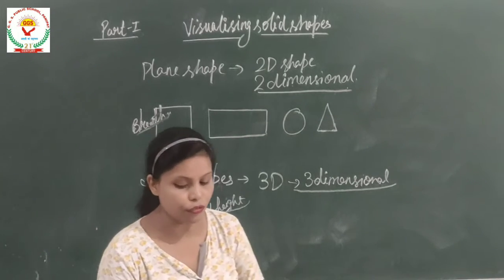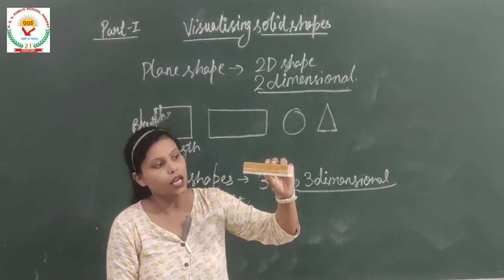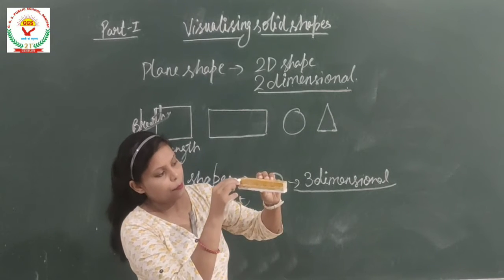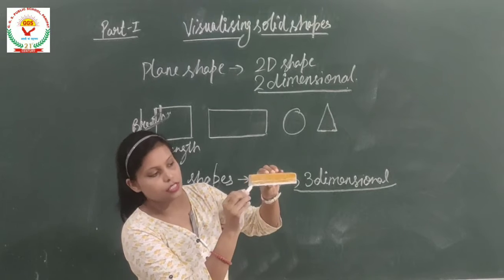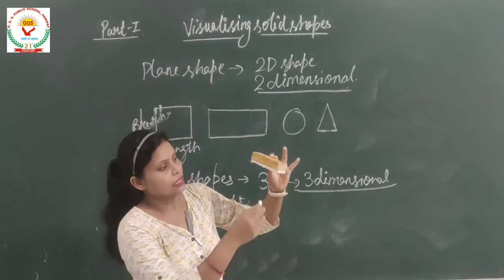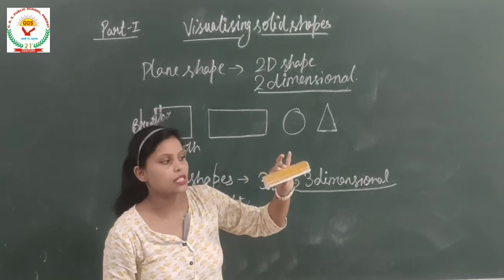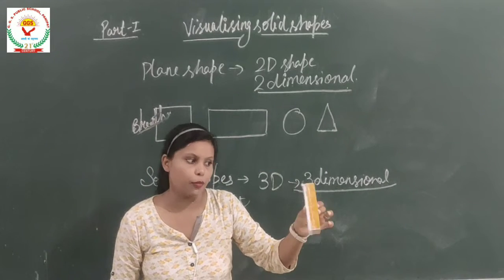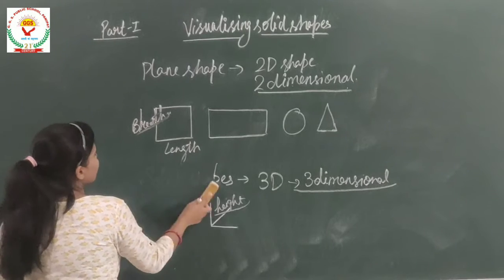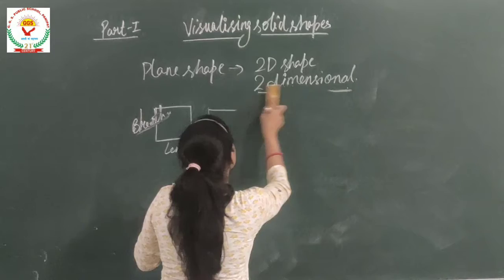right? Like if I talk about this duster, this has length, breadth, this is the breadth and the height also, right? This duster has length, breadth and height. That means this is a 3D shape or 3D object. Okay. So visualizing, what we are meaning with the visualizing.